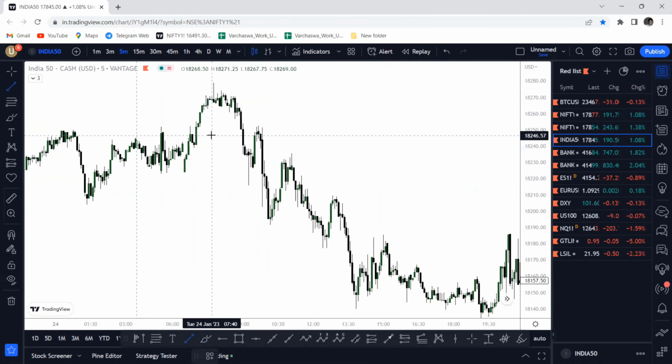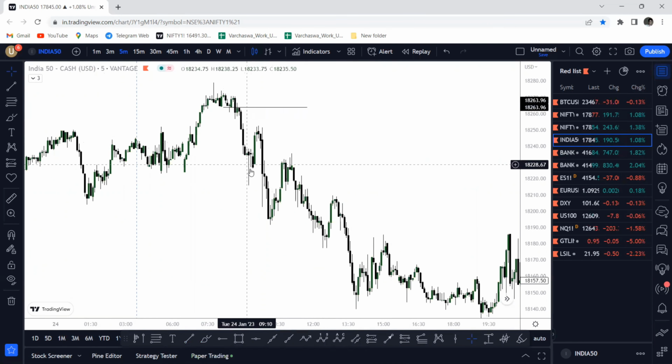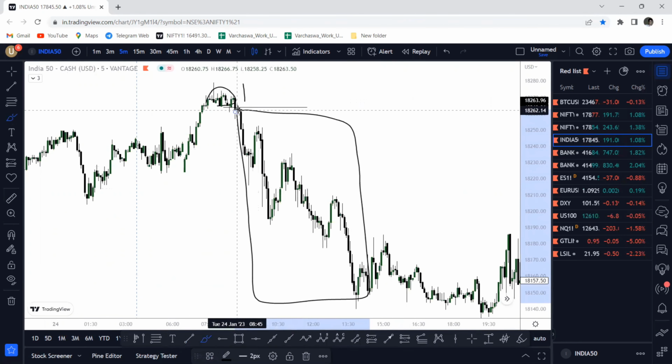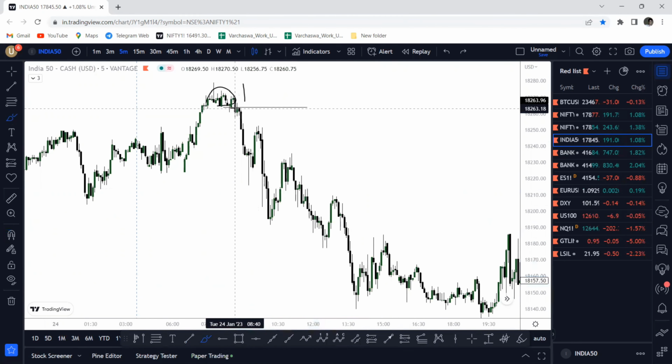Now let's check this out. 8:30, where is 8:30? 8:30 is right here. Now what happens here? Price goes down, dips below, comes back up. You need to be aware of what's happening. Price already wicked above. This is where it's supposed to form the body.